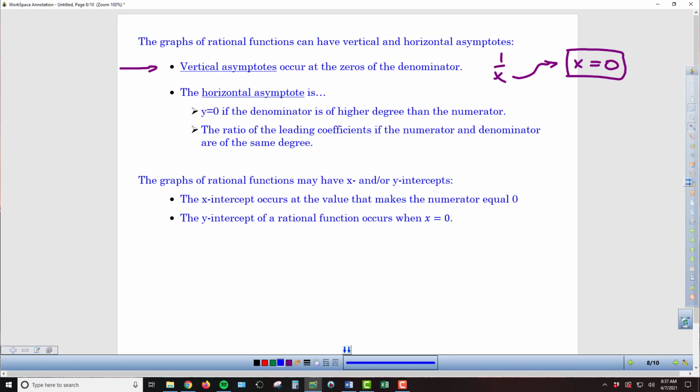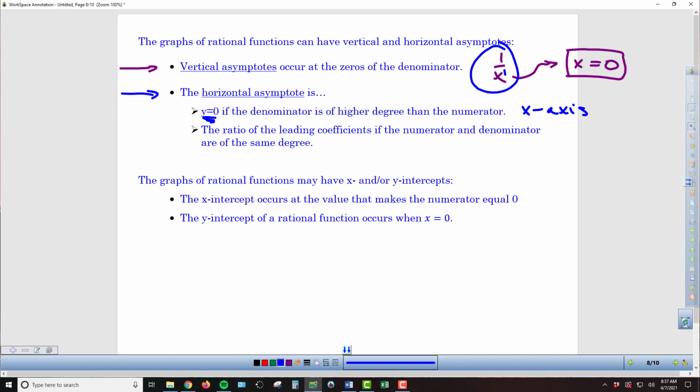For the horizontal asymptotes, that's a little bit more complicated. So the horizontal asymptote is going to be the x-axis. It's going to be y equals 0 if the denominator has a higher degree, meaning a higher exponent than the numerator. So in the example here, there's no x in the numerator, so we'd say the degree is 0. The exponent on the x in the denominator is 1, so the denominator has the higher degree, it has the higher exponent, and so therefore y equals 0, the x-axis, is going to serve as our horizontal asymptote in that circumstance.